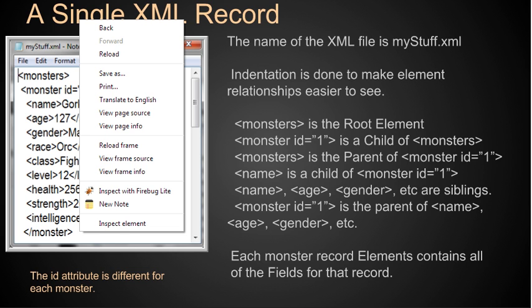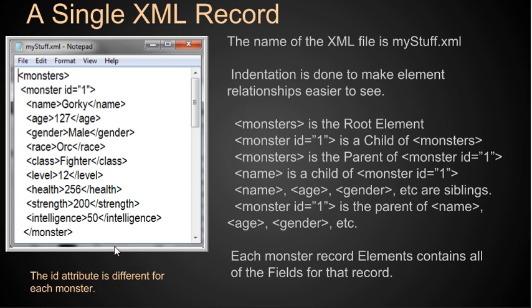All right, now I don't want to go back here, and, yeah, there we go. Okay, so monsters is the parent of monster ID equals 1. This monsters element is the parent of this monster element here. Why? Because this is what contains that other element. So what we're looking at are parents and child elements, and we're looking at siblings. All right, let's have a look.